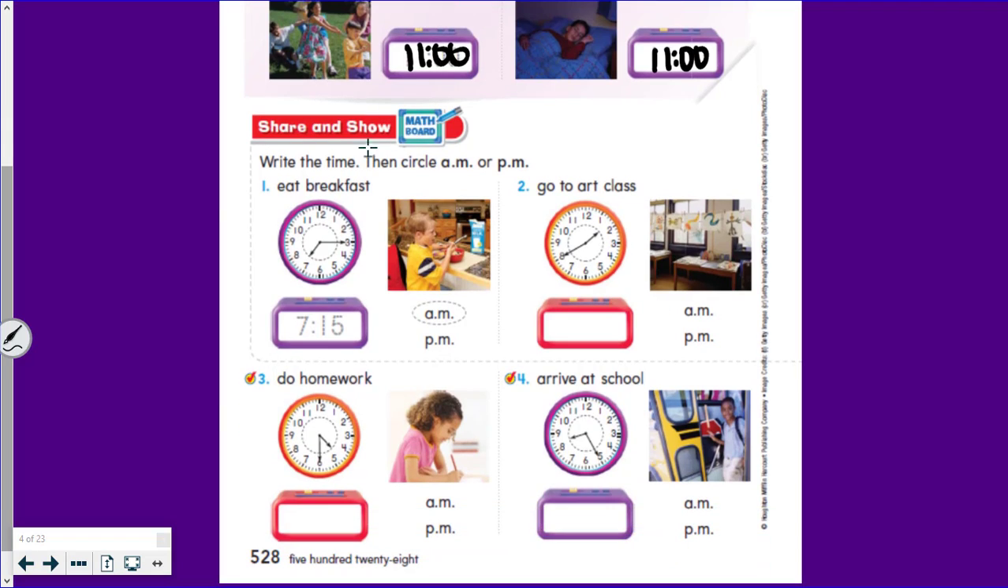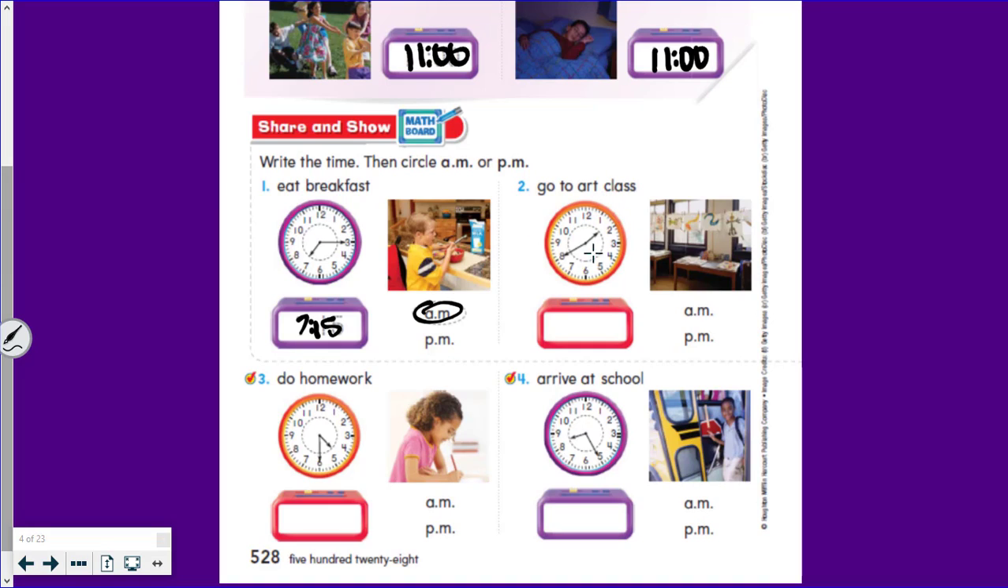So it says write the time, then circle a.m. or p.m. So write this time, and then we were ready to write it here. So that's 7:15, right? And if you look at the picture, he is eating breakfast, so that's going to be a.m., right? Morning activity. Go to art class. Now, this isn't what time we go, but this is what time we're going to use as an example.